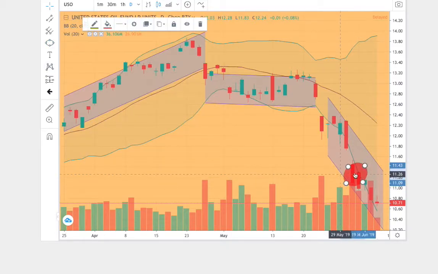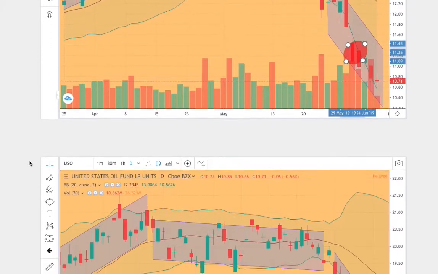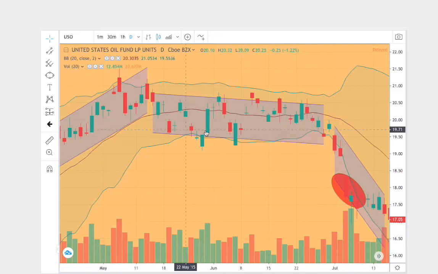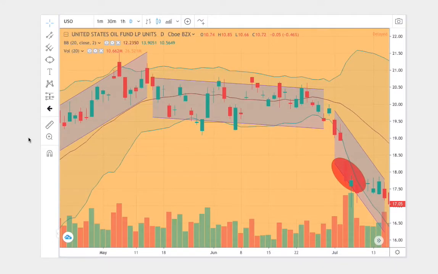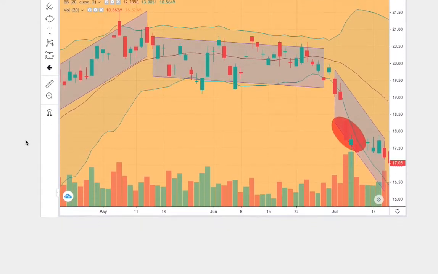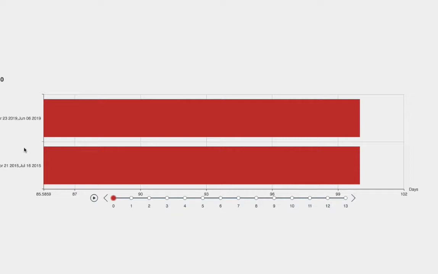So what we have here is 1, 2, 3, 4 points, and also 1, 2, 3, 4 points. So there's reason to believe that the trends and patterns are similar. The outcome would also be similar. So let's head to the forecast model.